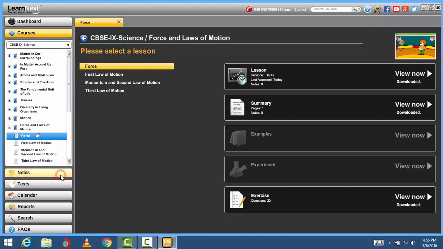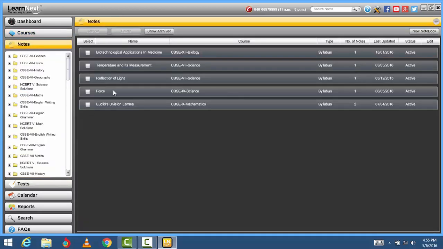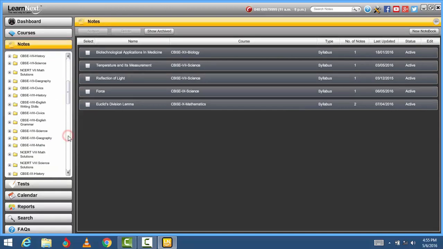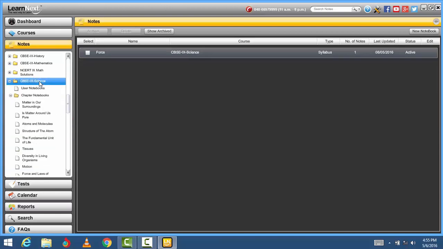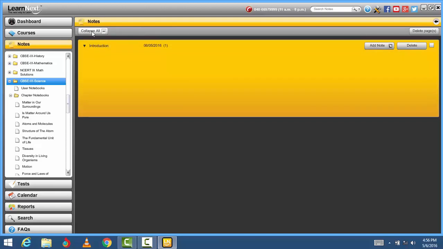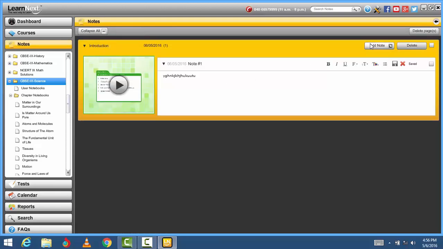Simply click here, notes. All the notes will be listed with the name of the lesson as well as the dates. If you want to see the notes for a particular subject, go to that subject. Just now we have prepared notes for 9th standard science. Only that subject's notes will remain with the name of the lesson as well as the date. By double clicking, you can access the notes. Here again, if you want to add or delete anything further, you may do that.